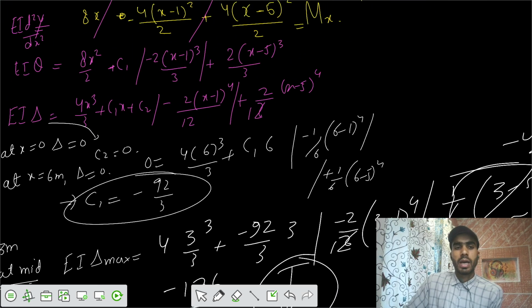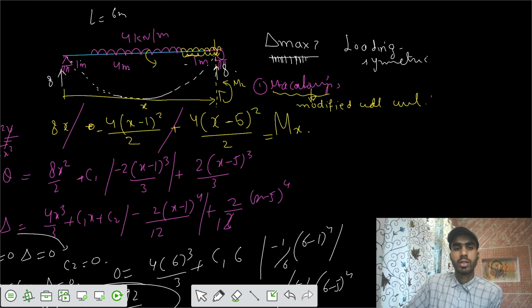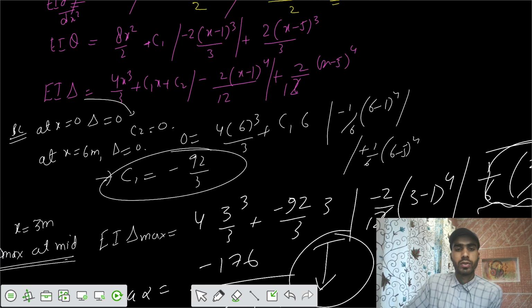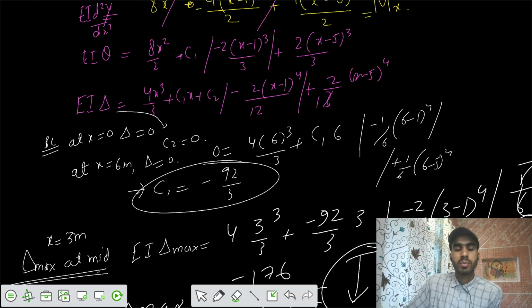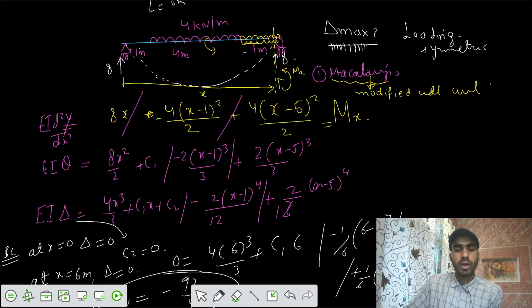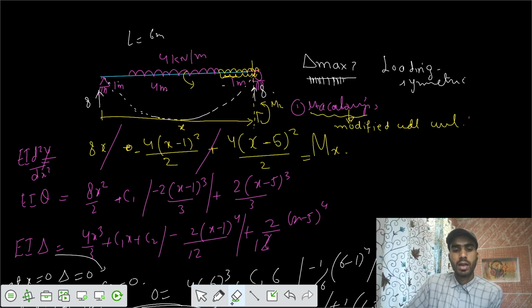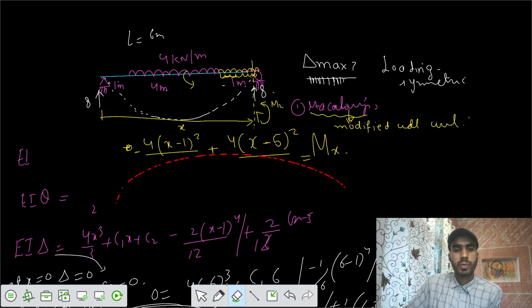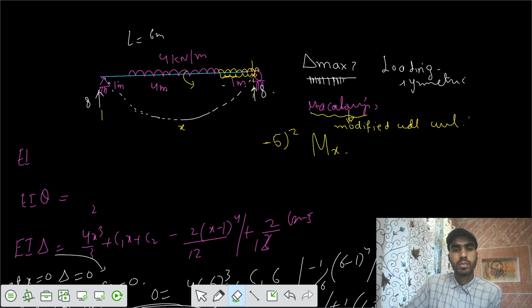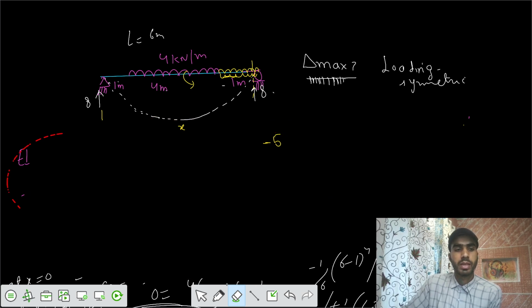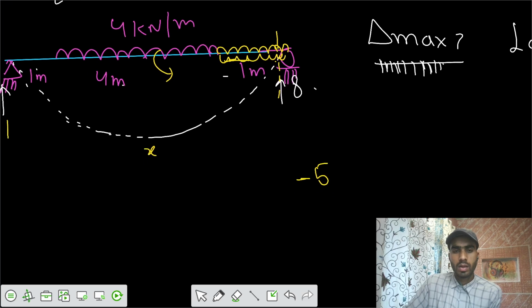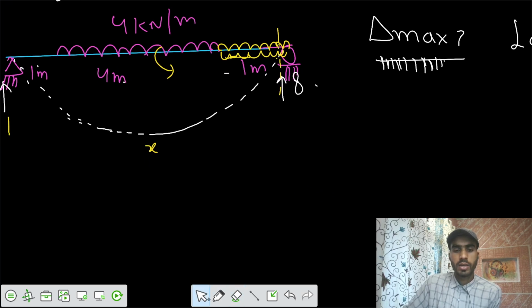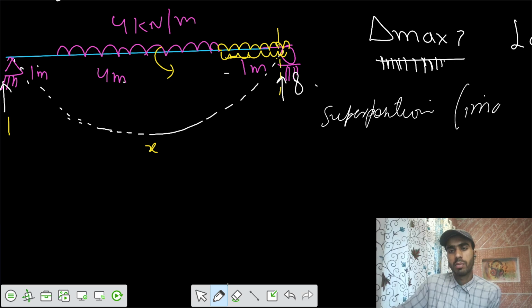Now this was by double integration, or we can say Macaulay's method. It took a lot of calculations, but the procedure is very easy. But you had to solve it. Now if I say, can I solve it by the superposition method? Let's take up the superposition method, by using the concept of an imaginary beam.